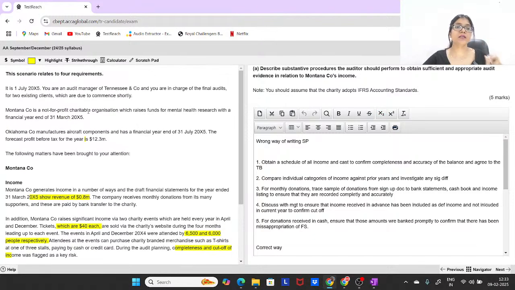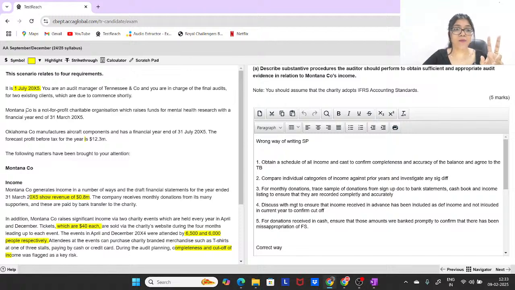Okay, let's first read the question. Again, reiterating, your accounting periods, meaning the dates, are really important in audit as well, so do not skip them, right? It is 1st of July 2005, so right now the current date is July. You are the audit manager of T and Company, and you are in charge of final audits for 2 existing clients, which are due to commence shortly. So you have 2 clients with you.